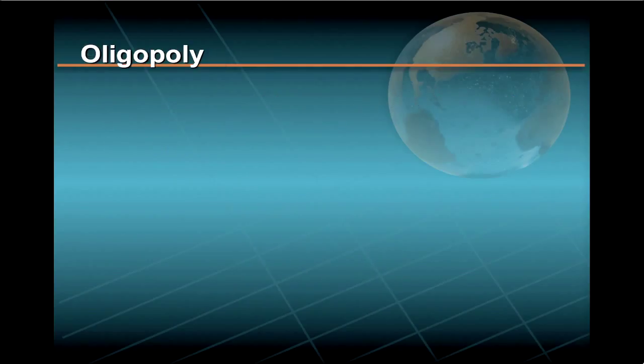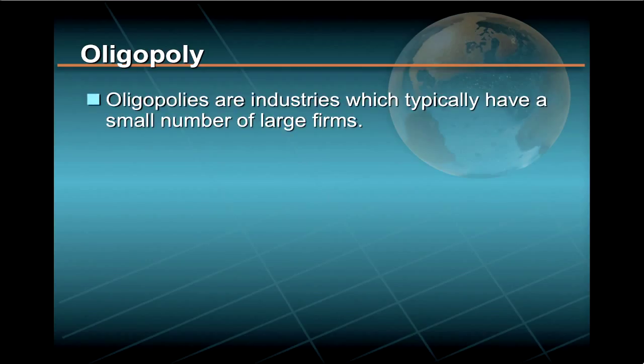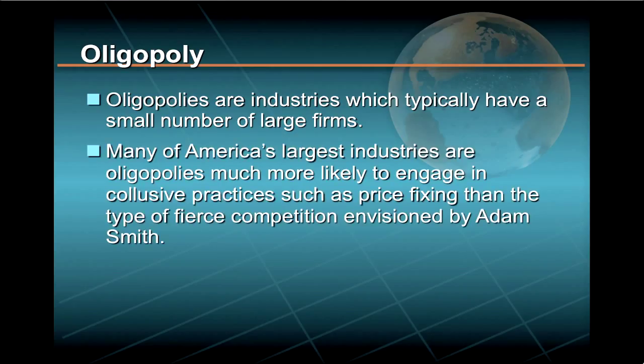In between these two poles of perfect competition and monopoly, there are numerous oligopolies, from the tobacco and chewing gum industries to automobiles and oil. Oligopolies are industries which typically have a small number of large firms, and many of America's largest industries are oligopolies much more likely to engage in collusive practices such as price fixing than the type of fierce competition envisioned by Adam Smith and his invisible hand.